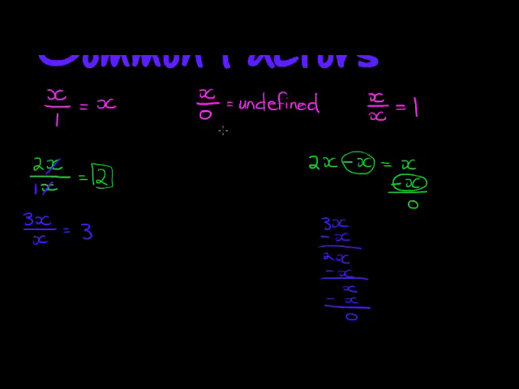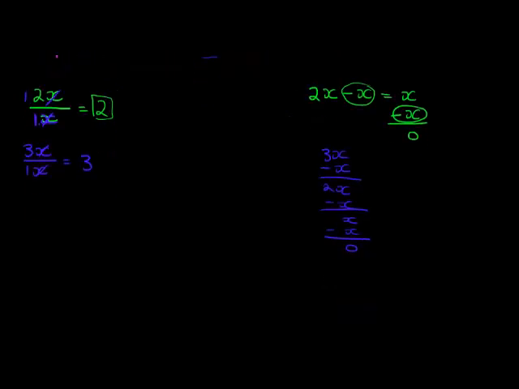Why is it not 0? Well, remember, we can't divide by 0. In the denominator, my factors are actually 1 and x. Here it's actually 1, 2, and x. And here it seems like the same thing happens.